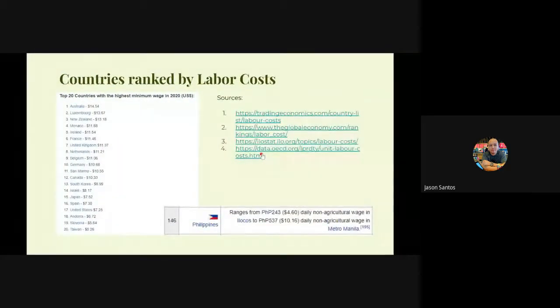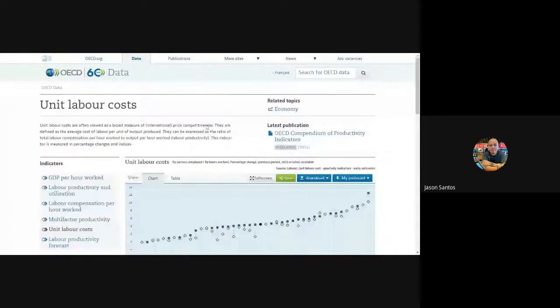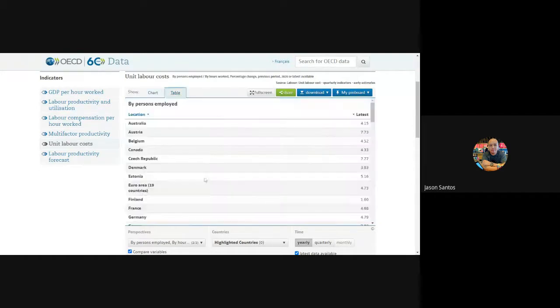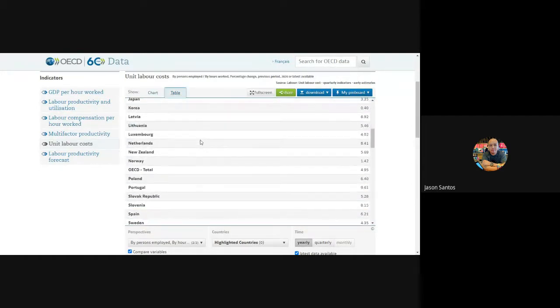And then my final, OECD, Organization of Economic Cooperation and Development, no? Ginamit natin to dun sa previous subject natin couple of semesters ago. So this is OECD's data. Wala pa ring Philippines. Wala. Poland and Portugal lang.